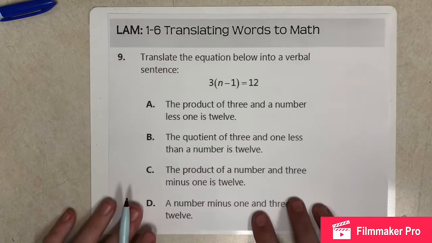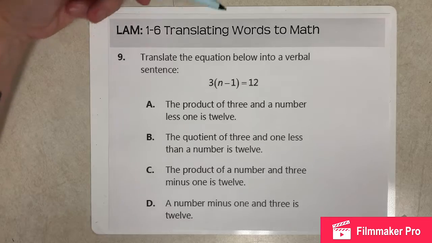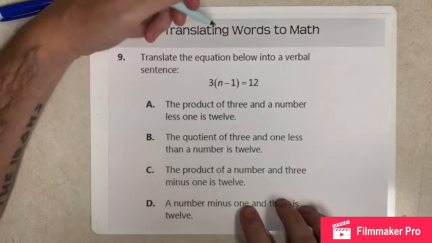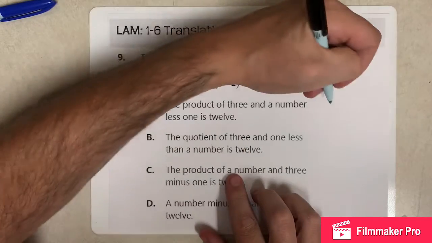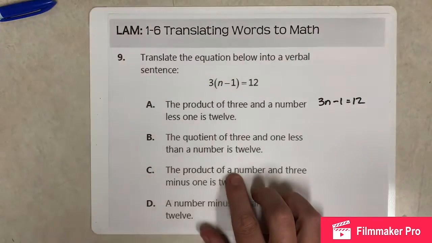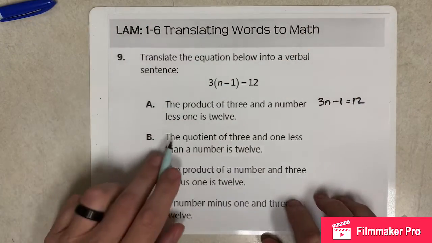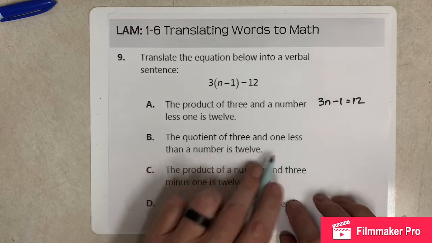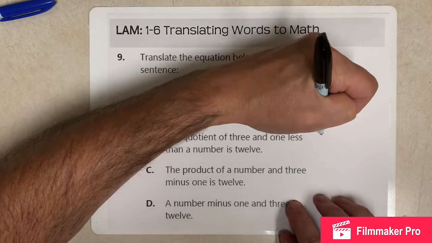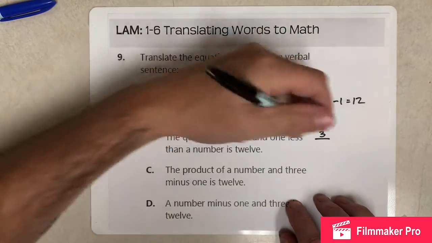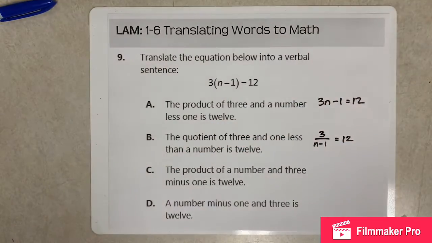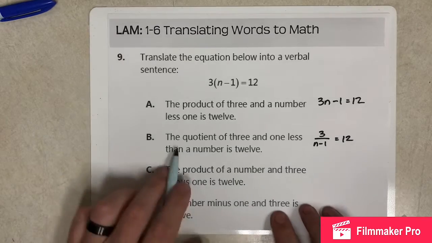All right, so now we have to translate. So we have, let's look at these and see which one matches up. The product of 3 and a number less 1 is 12. Do we have that? Doesn't look like it. The quotient of 3 and 1 less than a number equals 12. That doesn't really look like what we've got going on there. It's not even the correct operation.